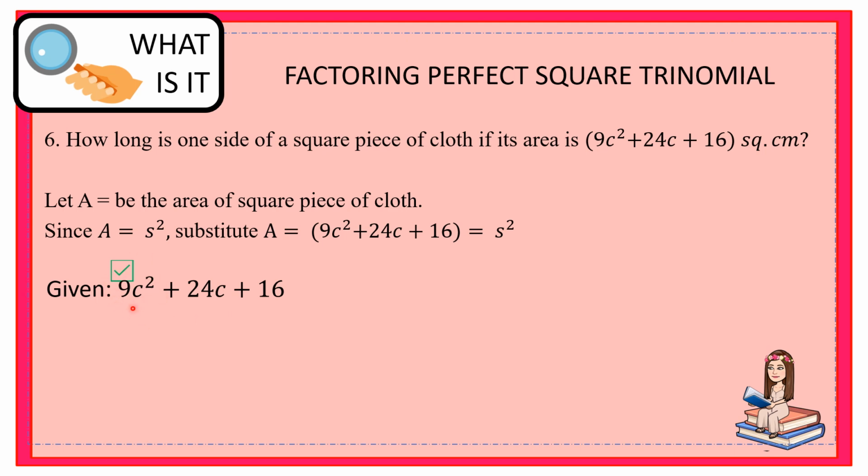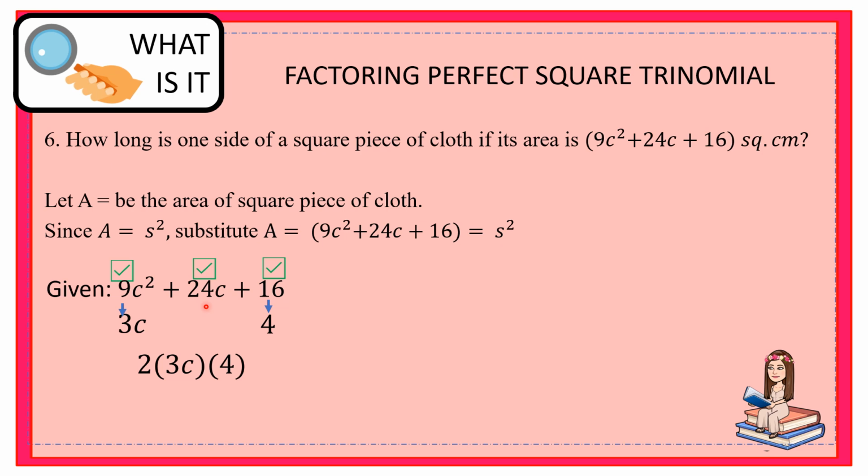Now, given this one, gamitin natin yung rule kanina, is this a perfect square? Yes. And what is the square root? That's 3c. Next, is 16 a perfect square? Yes. Is it a plus? Yes. And what is the square root? 4. And then always 2 times the first square root times the second square root. 2 times 3 is 6 times 4, 24 times c, 24c. Match? Yes. Therefore, it is a perfect square trinomial.